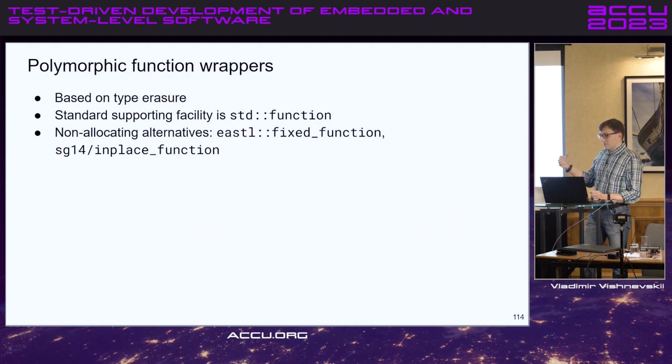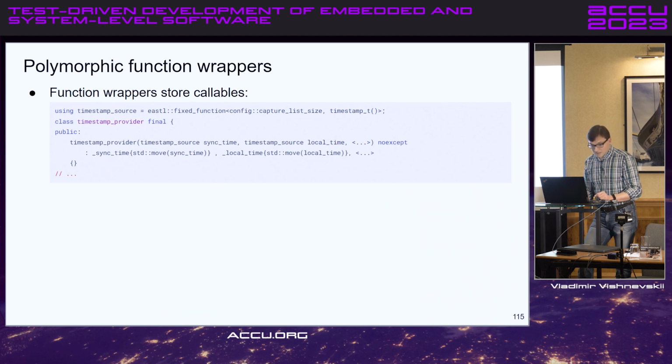An alternative to injecting function pointers is to make our code dependent on a polymorphic function wrapper. We can use a standard facility like std::function. Embedded is different: somewhere we can use it, and somewhere we need non-allocating alternatives that have a static block for the capture list, because sometimes it is just not possible to use dynamic memory allocation, which std::function needs according to the standard.